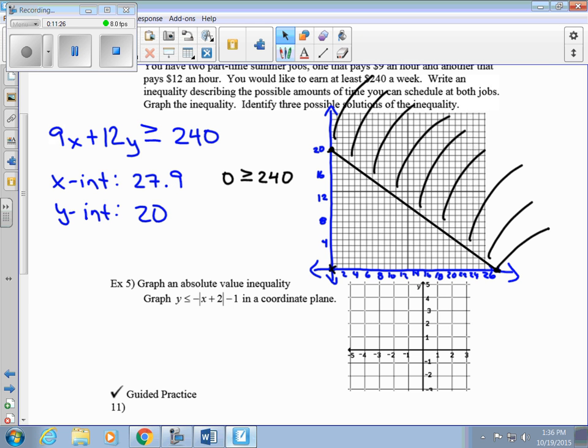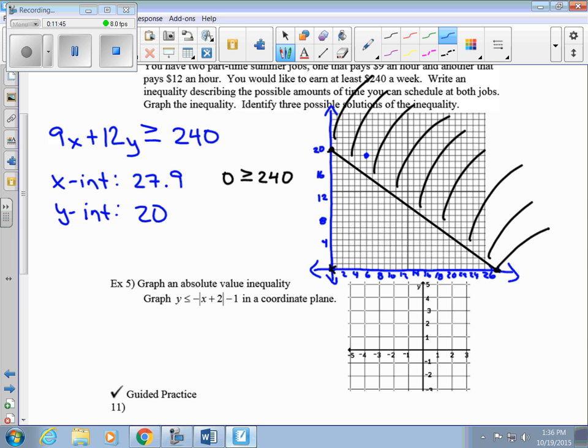So our solution is going to be any of the ordered pairs above that line. So what we need to do now is identify 3 possible solutions. Well, all you have to do is pick a point. Well, I know that this point right here, that's in my shaded area. So what does that mean?